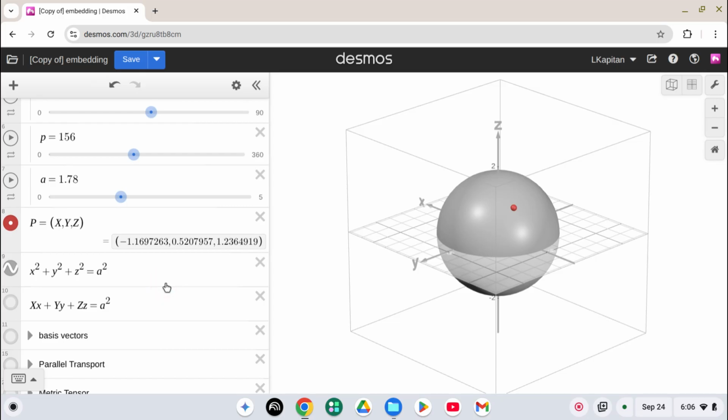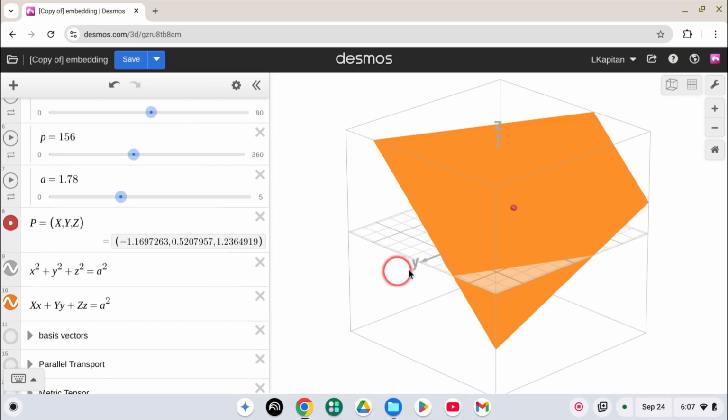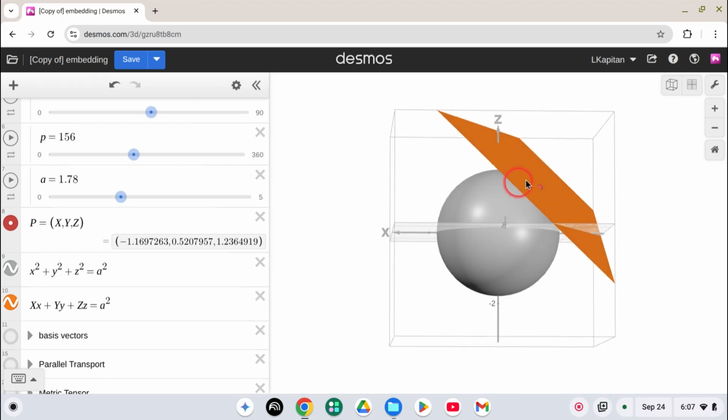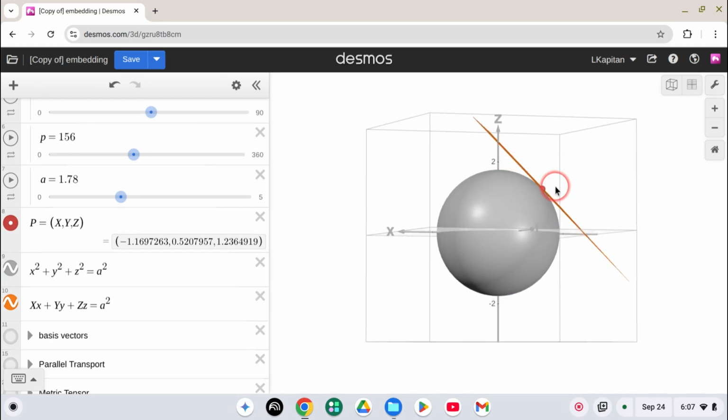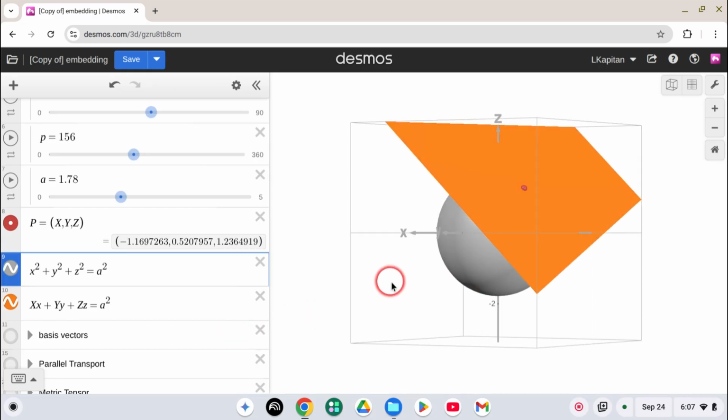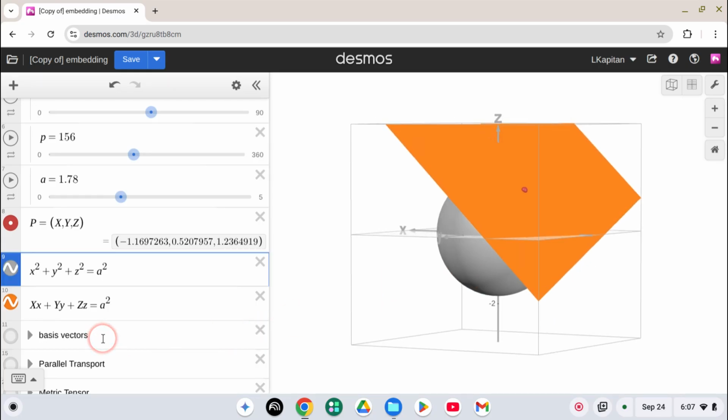Now, putting a tangent plane on this was as simple as this. I have the transpose times X, the transpose times Y, and the transpose times Z, and all of those have to equal A squared. So it looks like that. Okay? So it was as easy as that. Like I said before, the math here isn't hard. What's hard is getting it to interpret what you want.